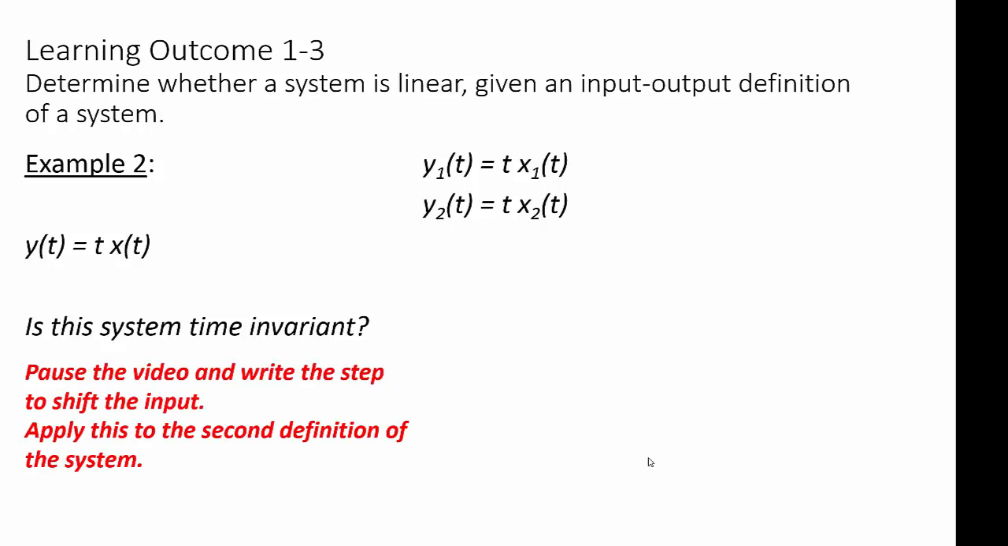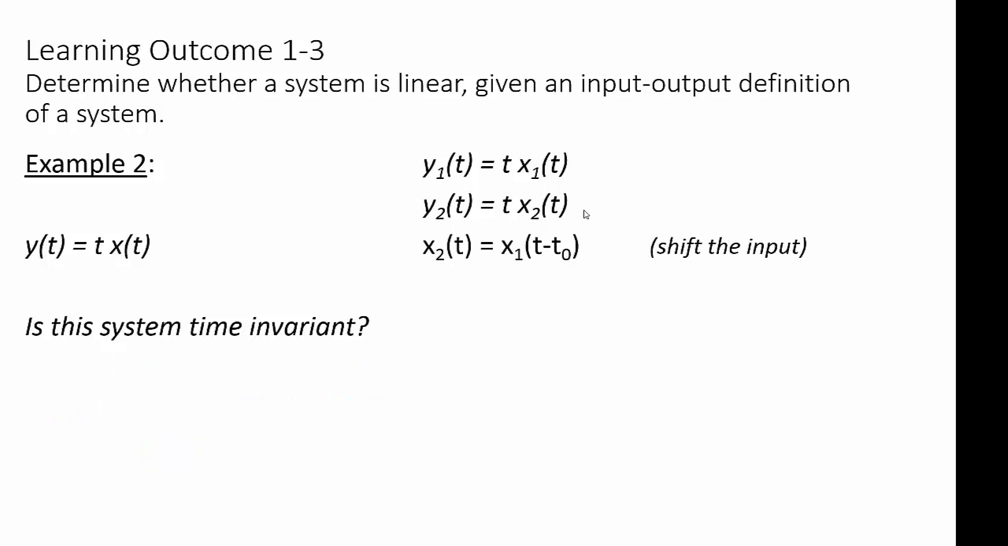Now pause the video and write the step to shift the input. This is the same third step that we did for example 1. Once you've written that, then apply it to system number 2. This is the equation that you need in order to shift your input. And when we apply this into system number 2, we just make a substitution, and this is the output we wind up with.